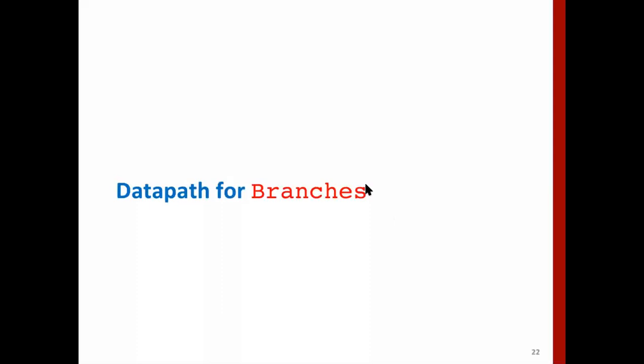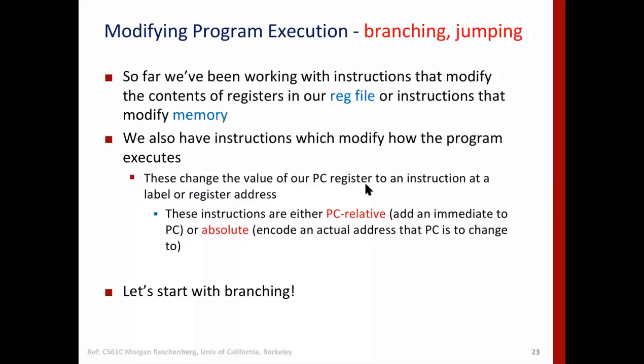All right, let's look into the data path for branches. We know the theory of branches: if we don't have branches, decision making is not possible. You also know that we change the value of PC. In case of branches, we have PC-relative addressing. In many instructions we use PC-relative addressing, and in some instructions we also use absolute addressing. We will first see PC-relative addressing.